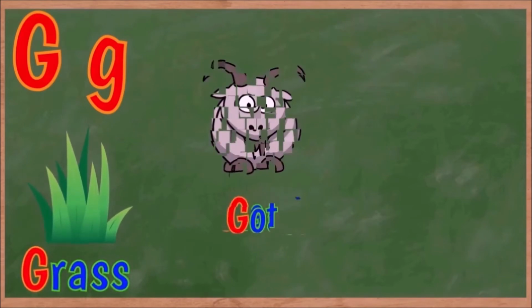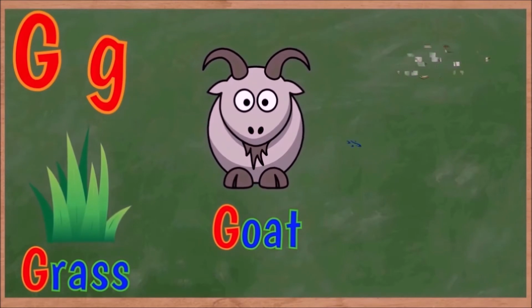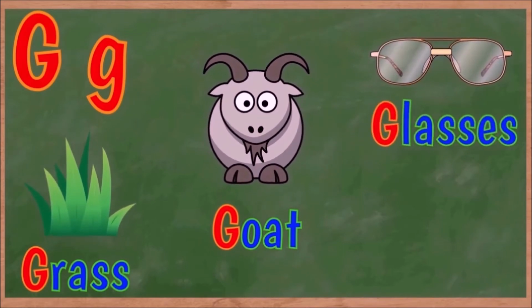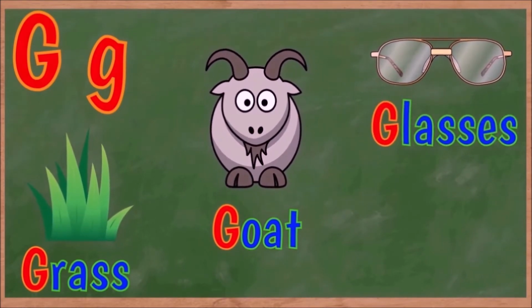Next is the letter G. The G makes a G sound. You give it a try. G. All right, I got it. How about you? G for grass. Goat. Glasses. Let's move on to the next one.